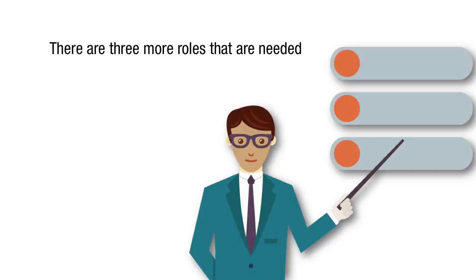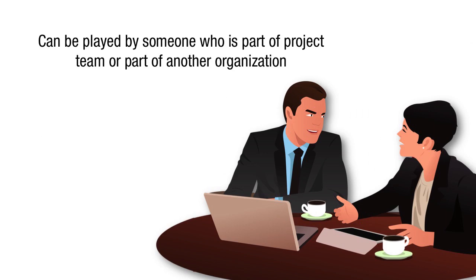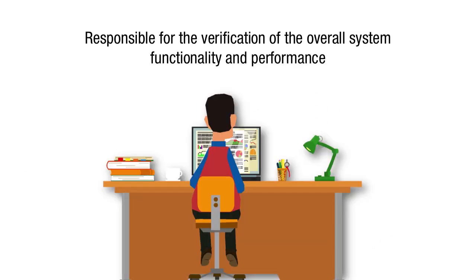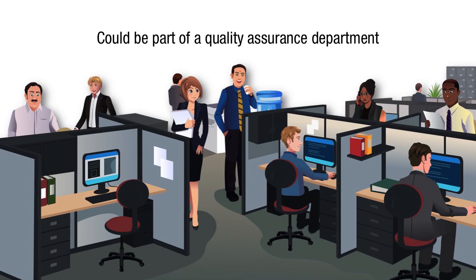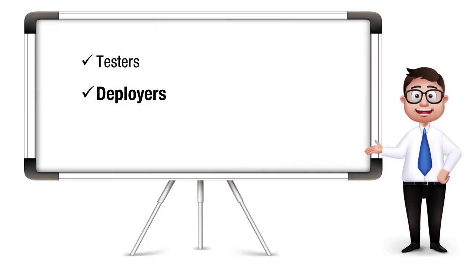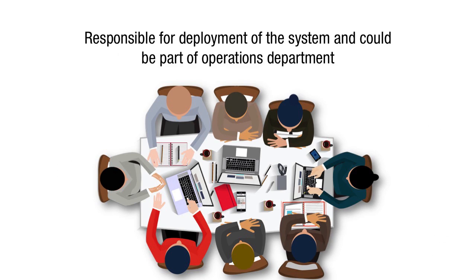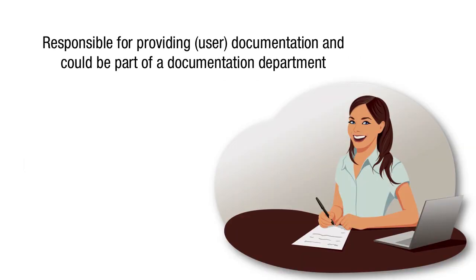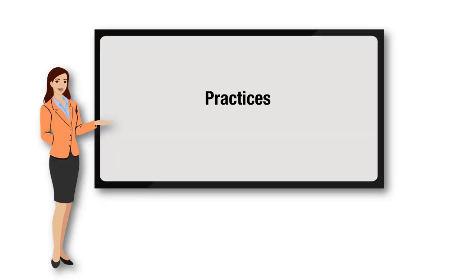Further, there are 3 more roles that are needed. These roles can be played by someone who is part of the project team or part of another organization. Testers, responsible for the verification of the overall system functionality and performance and could be part of the quality assurance department. Deployers, responsible for the deployment of the system and could be part of the operations department. Technical writers, responsible for providing user documentation and could be part of a documentation department.